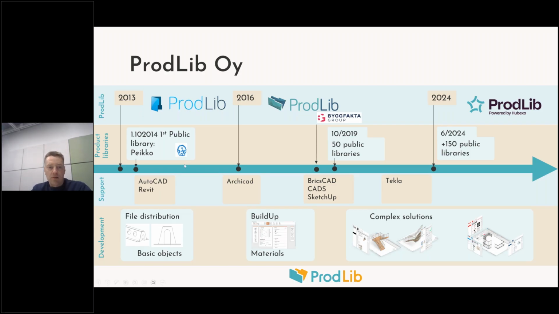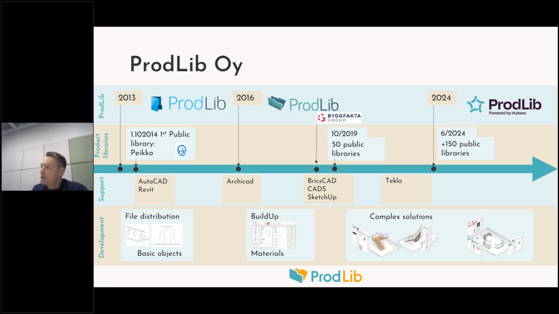A bit of how we started, how many customers and what kind of content we have. The first library, as I mentioned, was for Peikko in October 2014. It took us 5 years to get about 50 customers, so that we had content, CAD and BIM files, and the speed has been going up. At the moment we have about 150 manufacturers sharing CAD BIM files through our service, and the number is increasing.